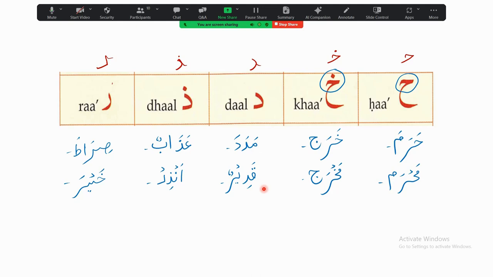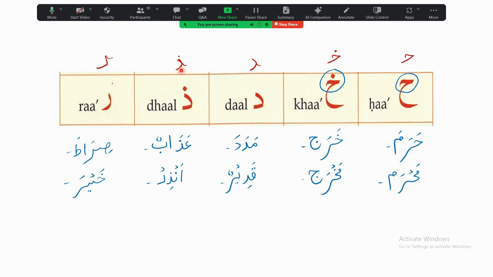Qadirun. Right, so these are the examples of when the dal will be in the middle. When dal comes at the start or at the end, the shape is just the same. Let's see the next letter, which is dal. Okay, so this is again a letter with a kind of round shape, right? So the dal and dal both have a similar shape.